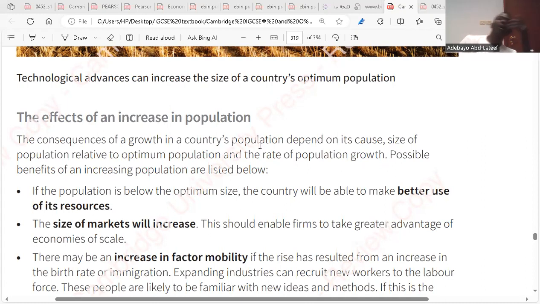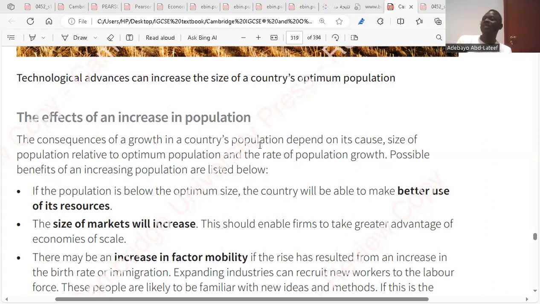So an increase in population might not be fatal. It might not affect some countries, it might affect other countries. It depends on the size of the population and the level at which they get to the optimum population.